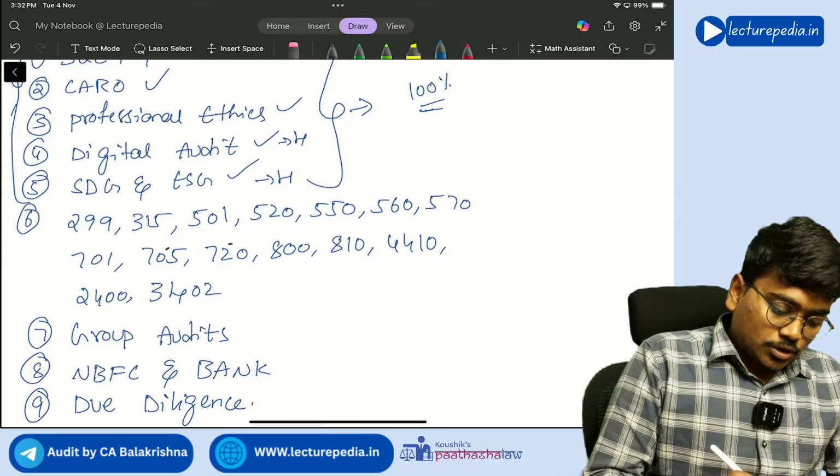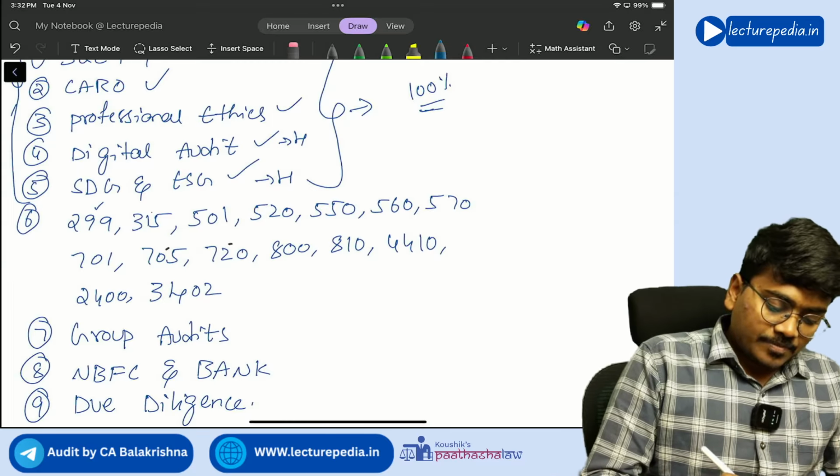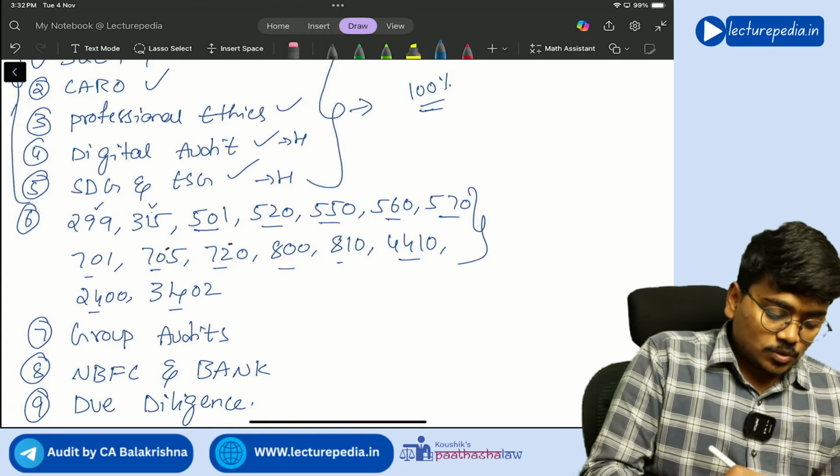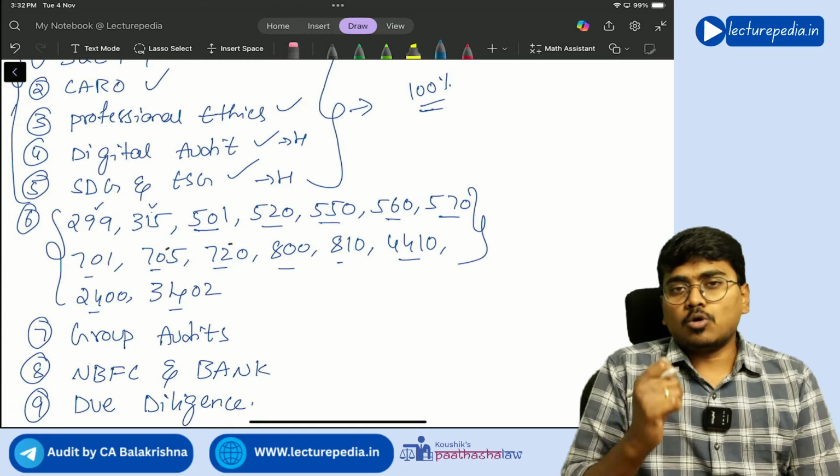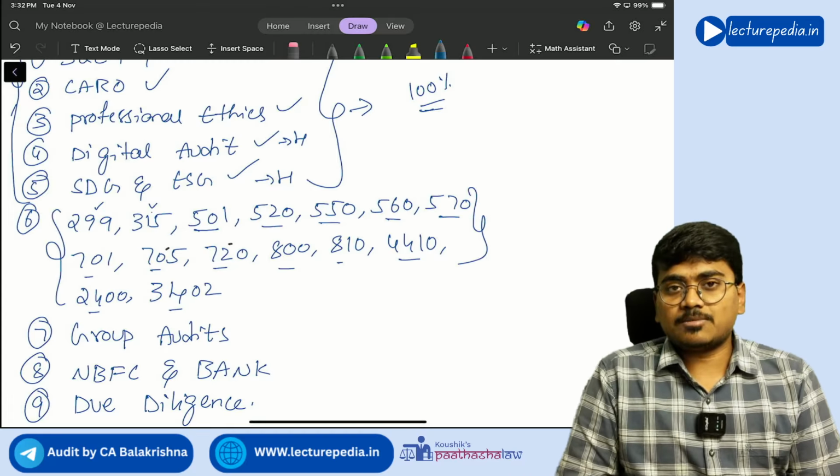Next, coming to the standards. SA 299, 315, which is the risk assessment standard, and from the 500 series, 501, 520, 550, 560, 570. These 5 standards from the 500 series, and from the 700 series, 701, 705, 720, and from the 800 series, 800, 810, 4000, 410, 2400, 3402. So these standards are category A standards. You need to focus much more on these standards. Getting it?